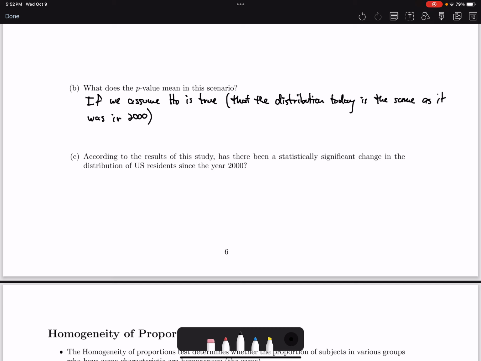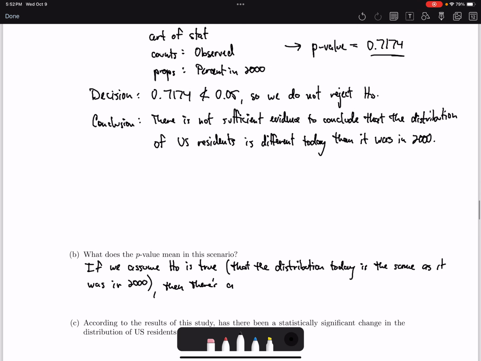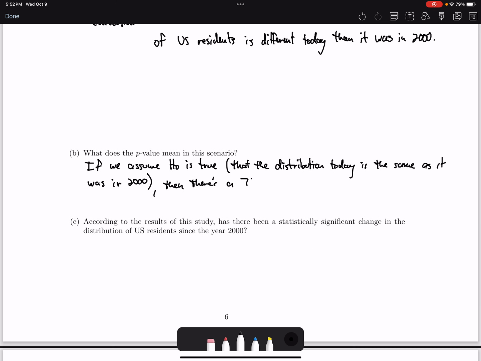Okay, so if we assume H null is true, then there's a 71.74% chance of obtaining the sample results that we obtained.